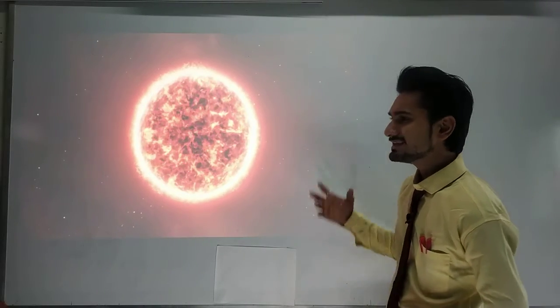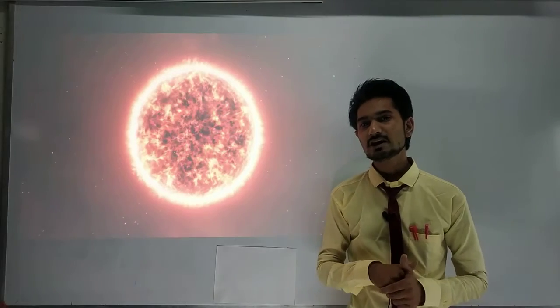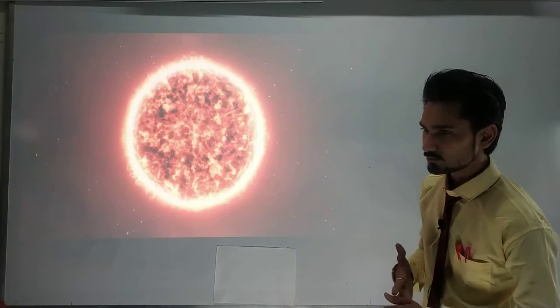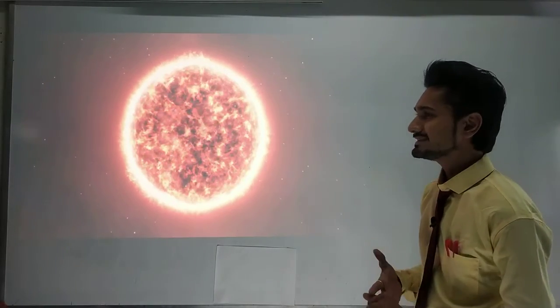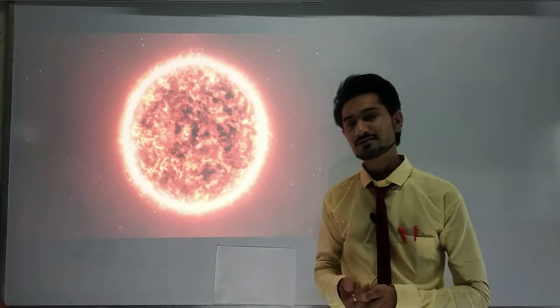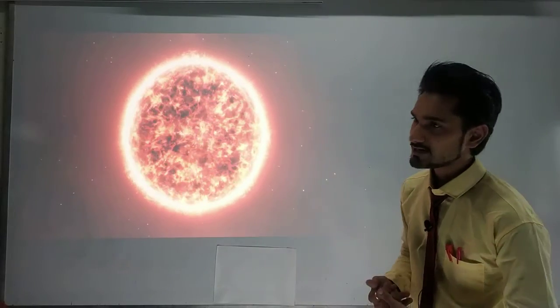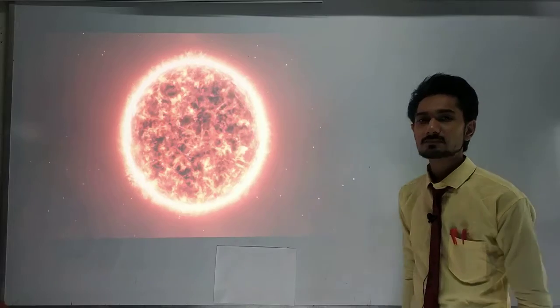Afterwards we are going to see the planets, in which we are going to see the first planet, Mercury. Afterwards we are going to see the second planet, Venus, and then afterwards our Earth.